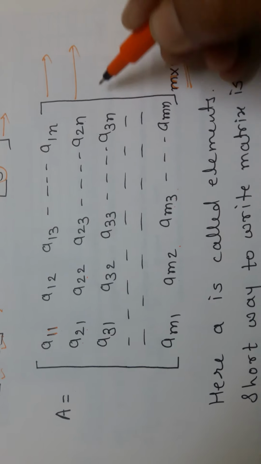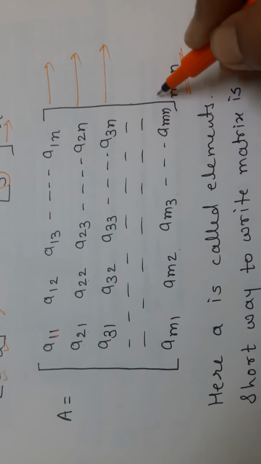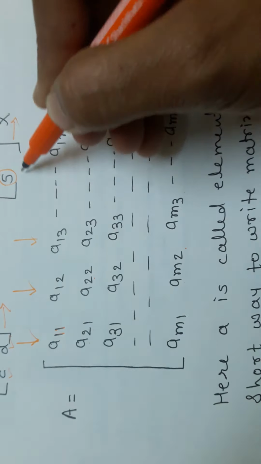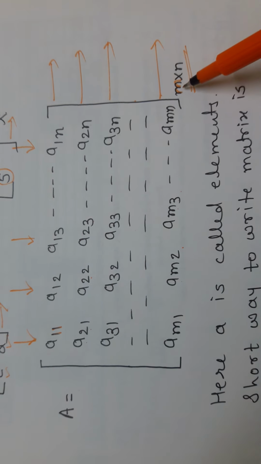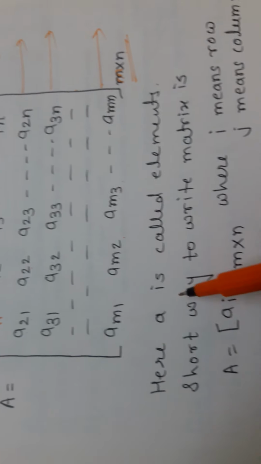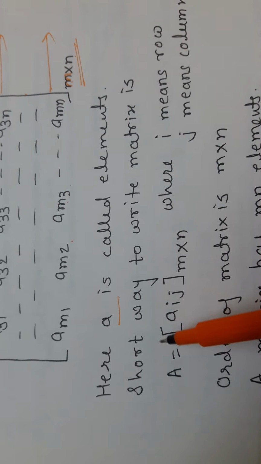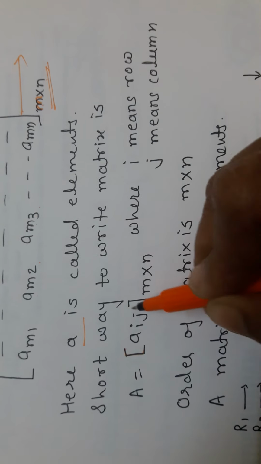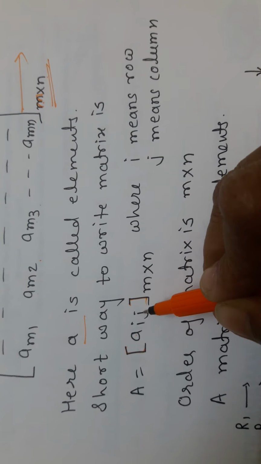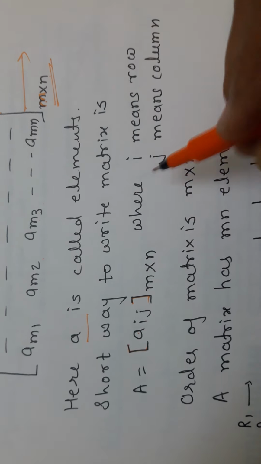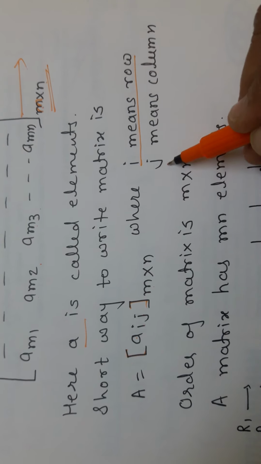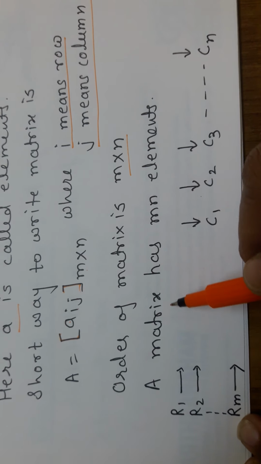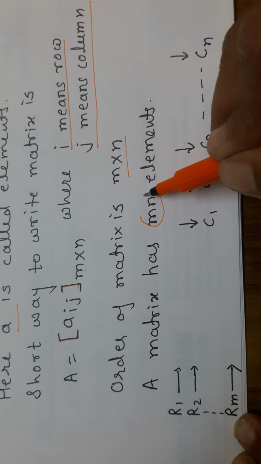The horizontal lines are called rows, and the vertical lines are called columns. So here we have m rows and n columns. Here a is called the elements. The short way to write the matrix is A equal to a subscript ij, m cross n, where i means rows and j means columns. The order of the matrix is m cross n. A matrix has m into n, that is mn, elements.